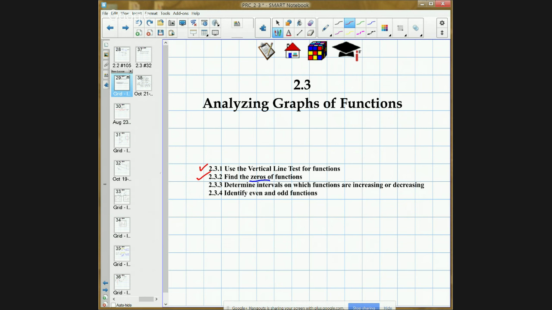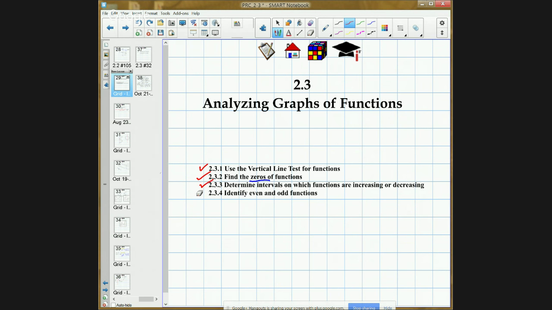The third objective, determine the intervals on which a function is increasing or decreasing. So when is a function going up? If you have a graph, you can just see it. Between here and here, the function is going uphill. When is it decreasing? When it's going downhill. Okay, over what interval did it go uphill? You know, using interval notation. That's the kind of thing we're going to do there.